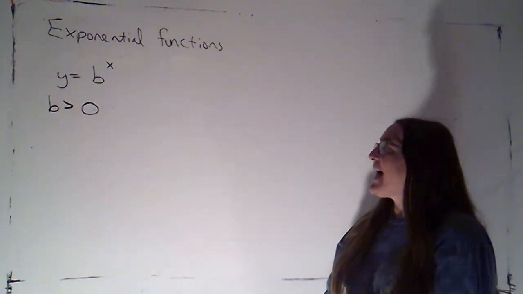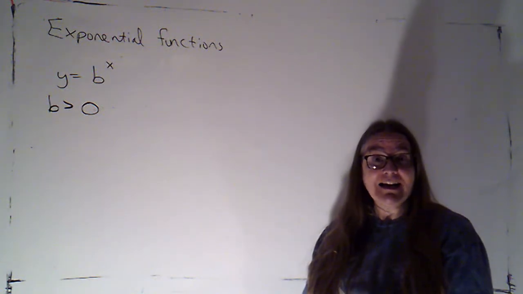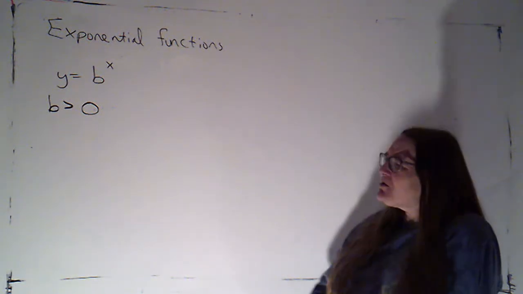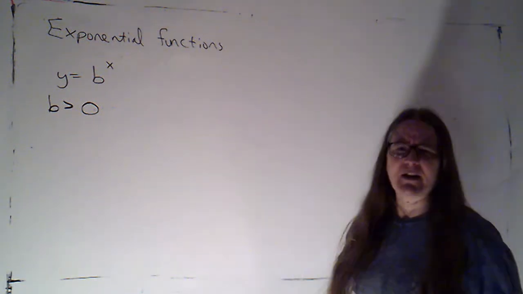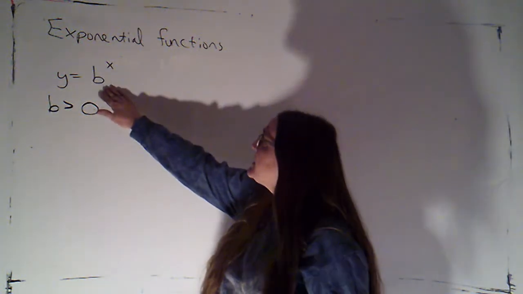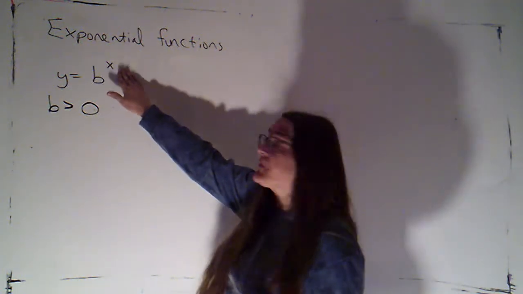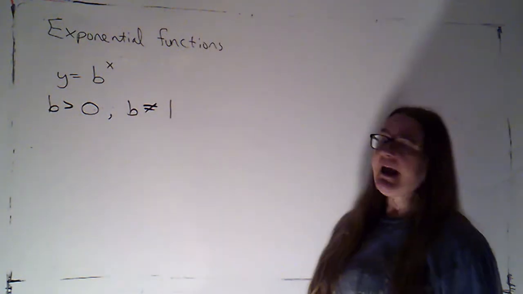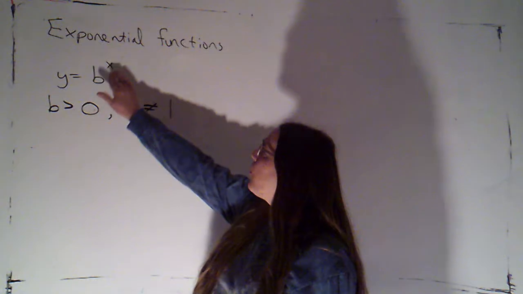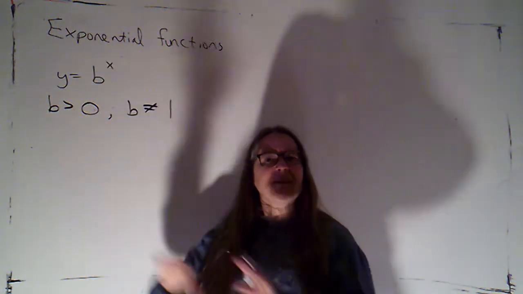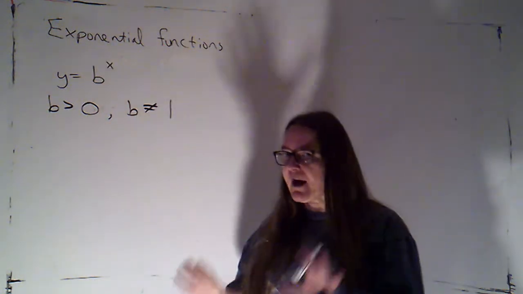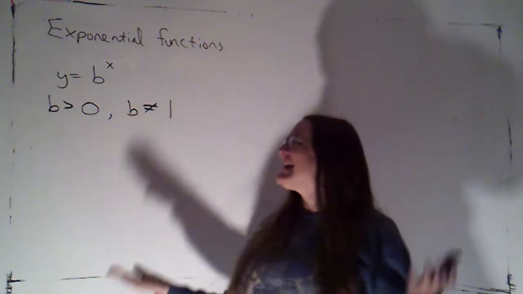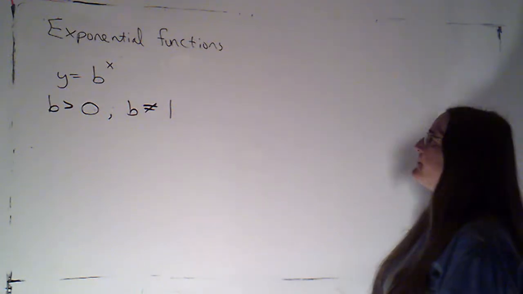0 is kind of weird. I can't take 0 to a negative power. 0 to the 0 is actually 1, but 0 to any positive power is 0. That's kind of weird. Okay, but if I have a positive number, I can take that to any power. We are going to require that our base, however, not be 1. And that's just because if the base is 1, 1 to any power is just 1. That would be a constant function. So if I have y equals 1, I'm going to call that a constant function. I'm not going to call it an exponential function, even though I could write it as 1 to the x.